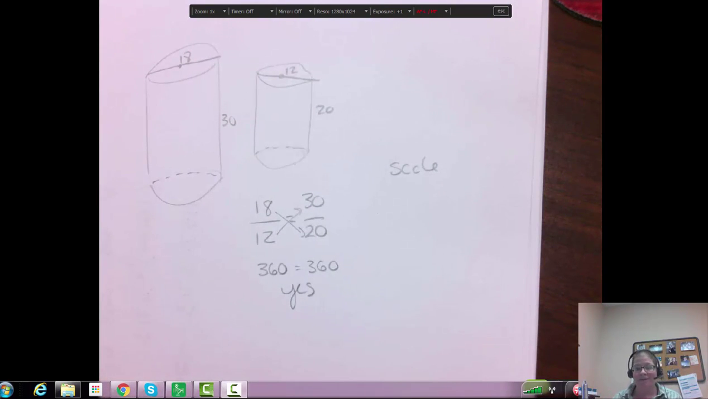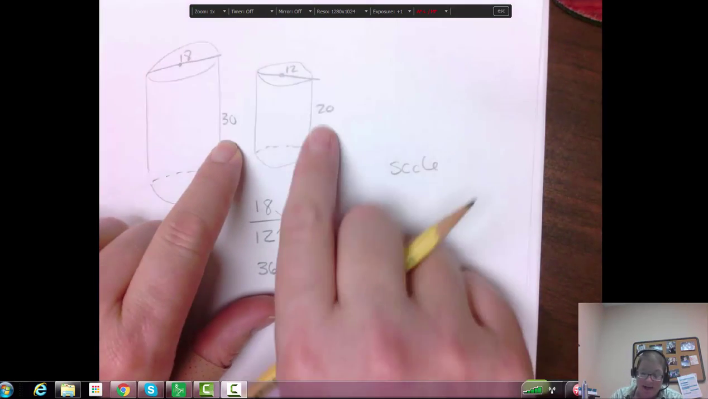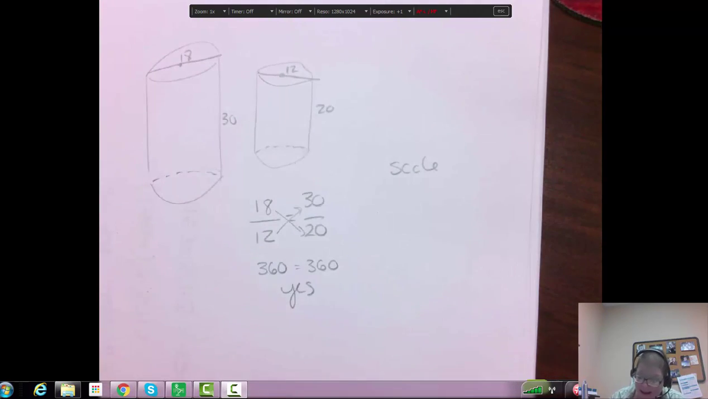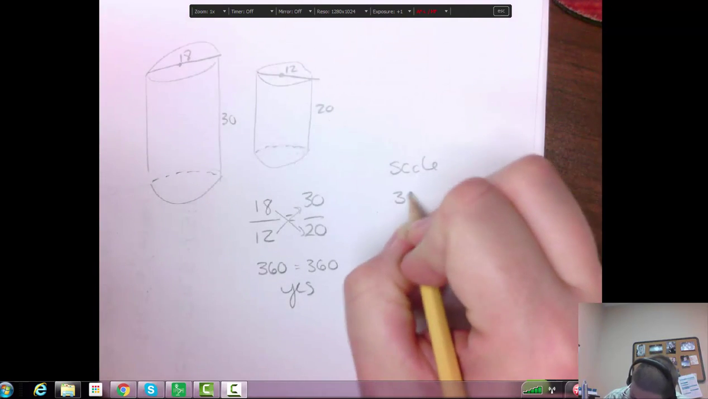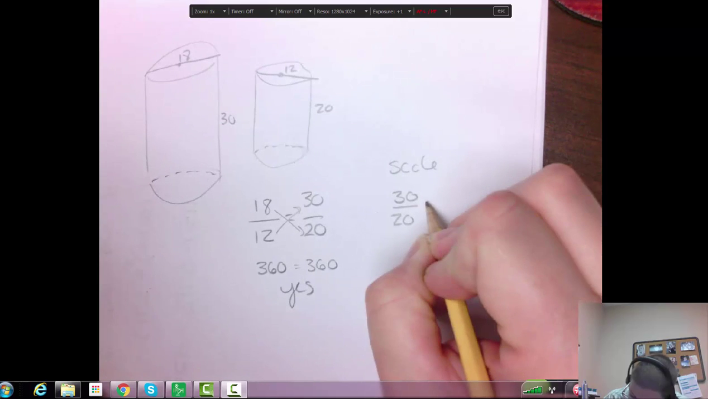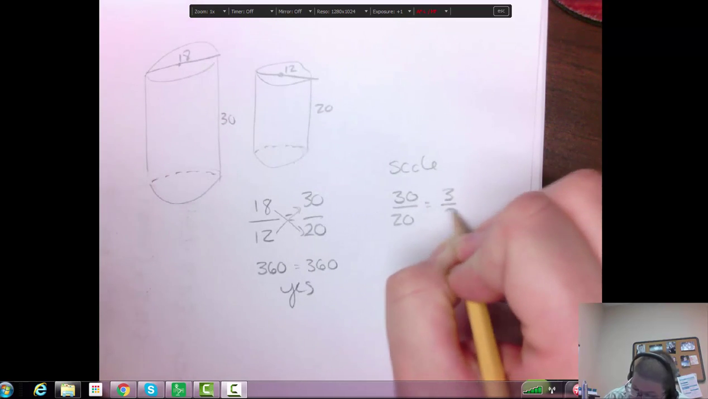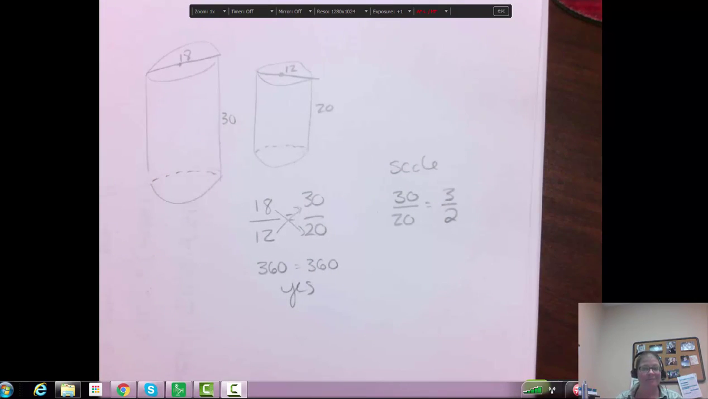Well, I don't need to worry about volumes. I don't need to worry about areas on this one. The scale factor is 30 is to 20 or 18 to 12, either one that you want to look at. So 30 is to 20, that's our scale factor. Reduce that and you get 3/2. That's it. Okay, so those are the types of problems you're going to see in this section. Hopefully this helped.